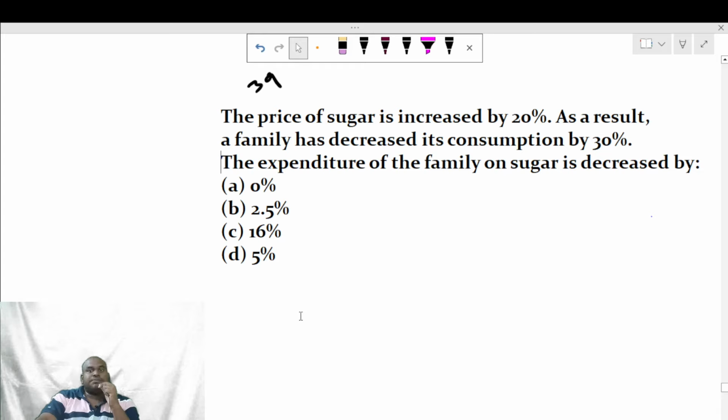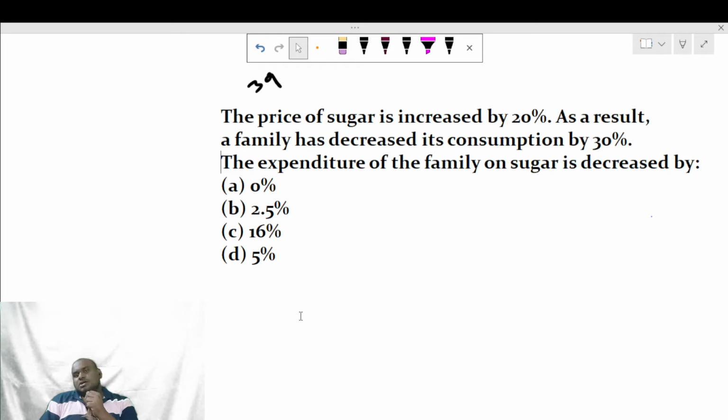The price of sugar is increased by 20%. A family has decreased its consumption by 30% because of the increase in the price of sugar. Suppose they were consuming 1 kg of sugar per month. Per month or per year, it doesn't matter. Suppose they were using 1 kg of sugar before, when its rate was 100 rupees. Just assume. Most of the questions we solve based on assumption itself. Okay?